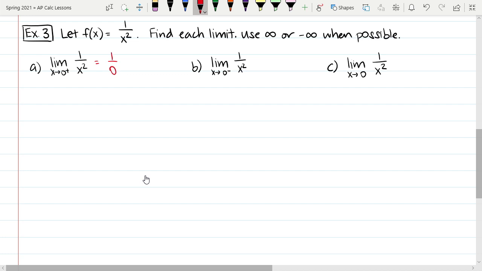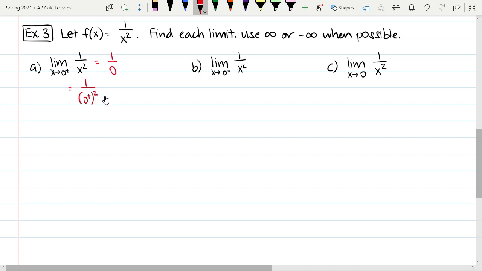But again, that means now we want to see if we can be more specific about that behavior. Is this going to be increasing without bound or decreasing without bound? So if I were to do direct substitution here, that means I'm going to have 1 divided by a number very close to 0, but slightly greater, so it's positive. And then I'm going to square it.